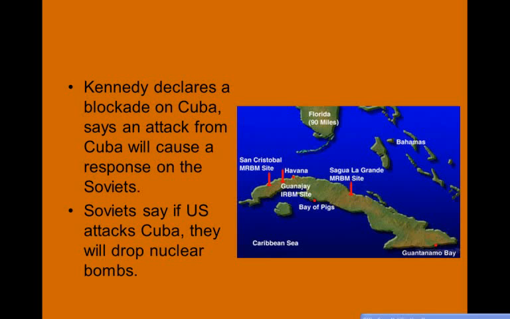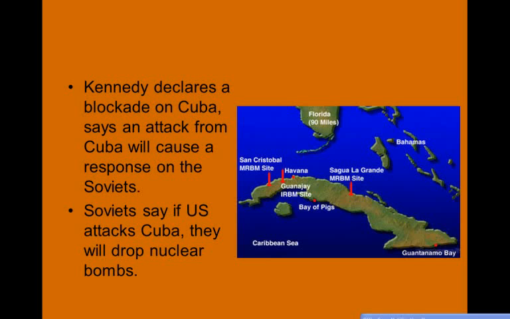A blockade, as we've talked about, means no ship traffic going in or out of the island. This was important because Cuba relied heavily on supplies from the Soviet Union, especially supplies in maintaining this nuclear weapons program, like more nuclear weapons and the ability to fuel them.